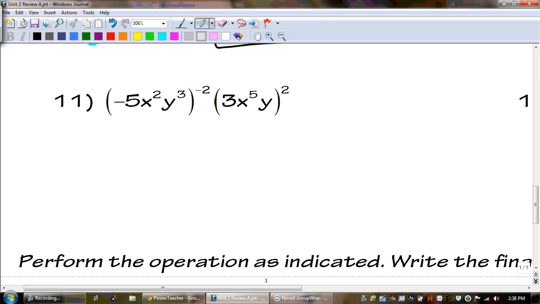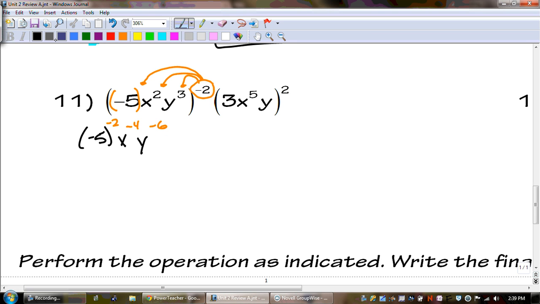Okay, number 11. Now, before we get all crazy with everything, the first thing that we need to do is to distribute, okay? We're going to distribute that negative 2 to everything, and anytime I see a negative number, I'm going to make sure that I put it in parentheses, okay? So we have negative 5, the x, and the y. So that's to the negative 2 squared. 2 times negative 2 is negative 4, and 3 times negative 2 is negative 6.